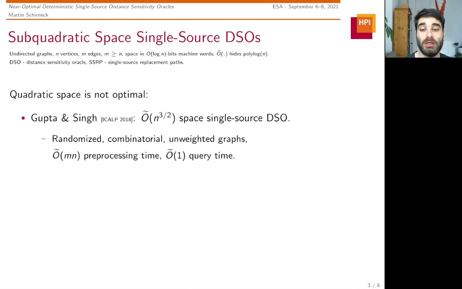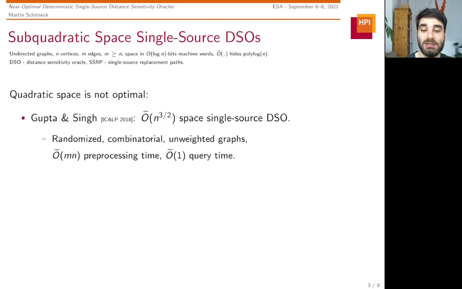It is known that the quadratic space is not optimal. Gupta and Singh gave a single-source DSO with n to the 3/2 space. Their construction is randomized, combinatorial, and also works on unweighted graphs in time mn, so the number of edges times the number of vertices, which is a bit larger than what you do for SSRP. And they have a slightly increased query time of logarithmic.